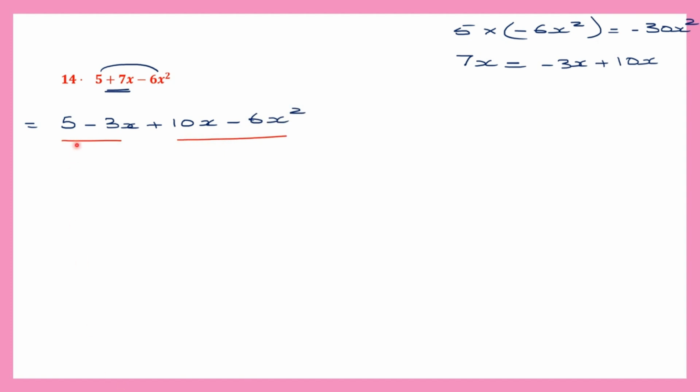In the first one, what is common? Nothing is common, isn't it? Nothing is common. So we just have to write 1. We write 1 and in brackets we write 5 minus 3x. Let's go to the next part.